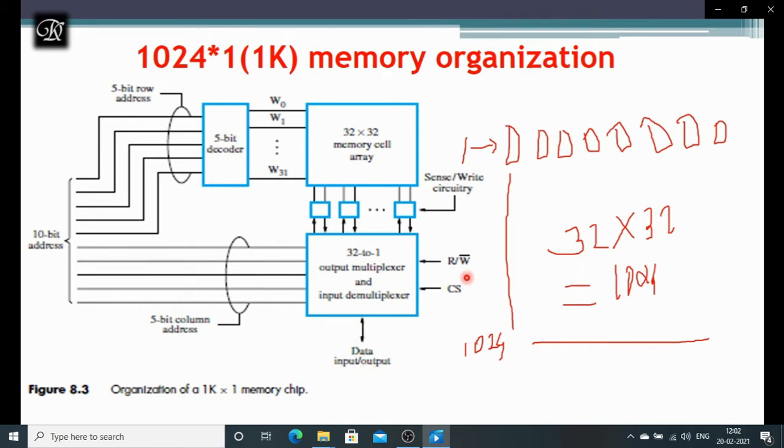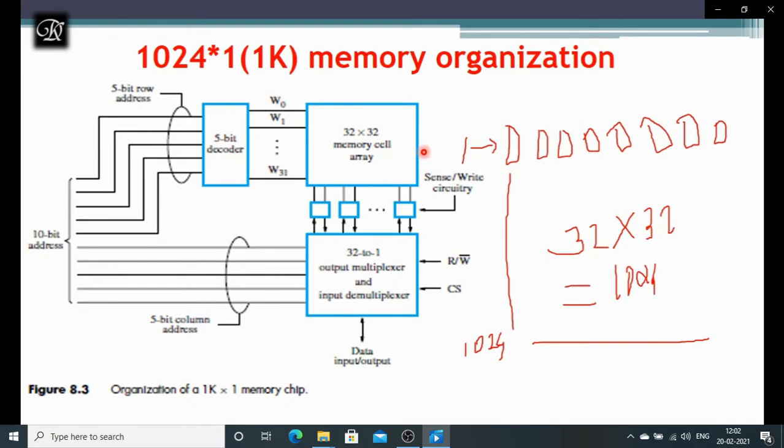And as before, we will be having a control signal called read/write, and we will be having a chip select or cell select. So the same circuit, sense or write circuit, will be there with respect to the cell array, which is responsible for sense, meaning reading the respective cell, and write is responsible for writing on the respective cell. This is how we can design a 1K cross 1 byte memory.